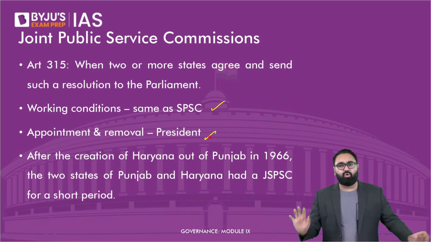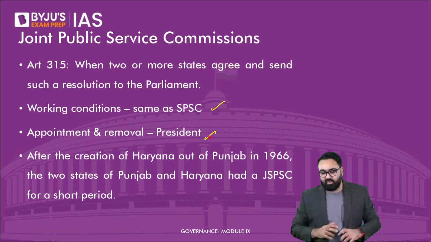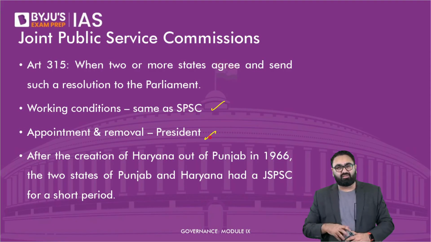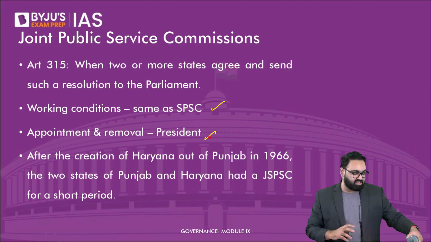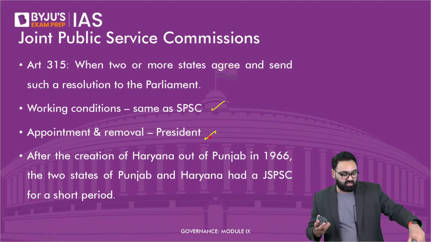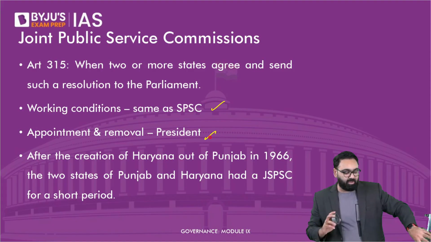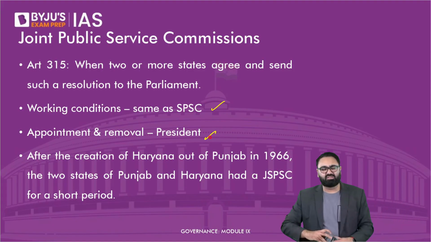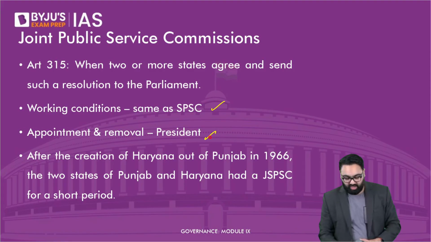An example that I gave you was the Haryana one. Right now, we don't have any joint public service commission because, again, a joint public service commission is more like giving away your powers, and no state wants to give away their powers. So now we don't have any such commission, but Haryana was just an example of how we used to have it earlier.